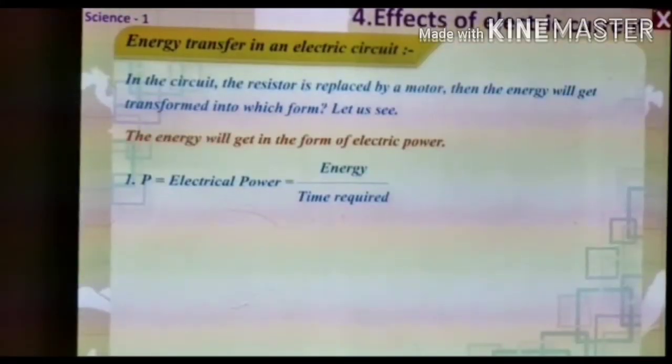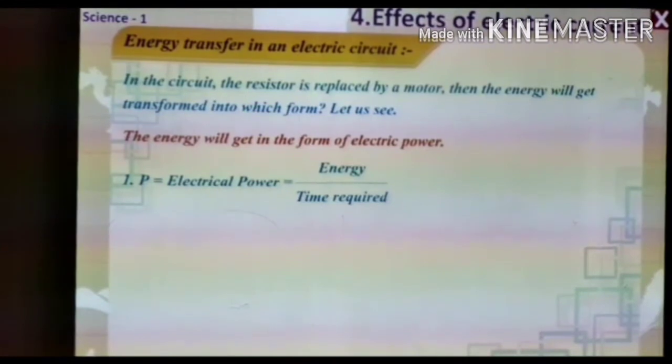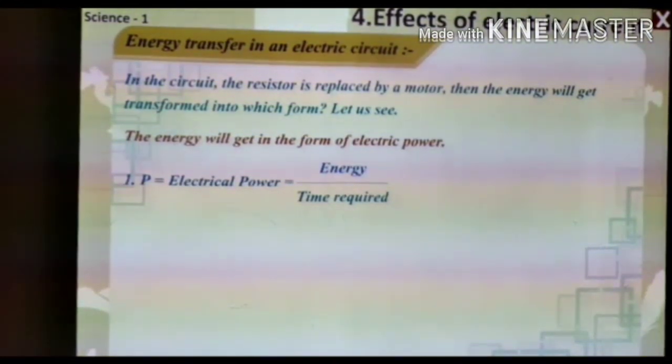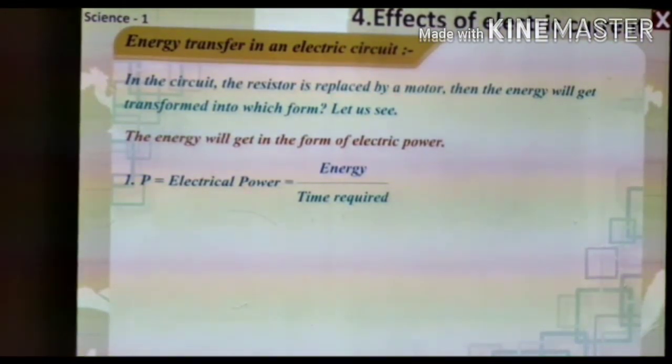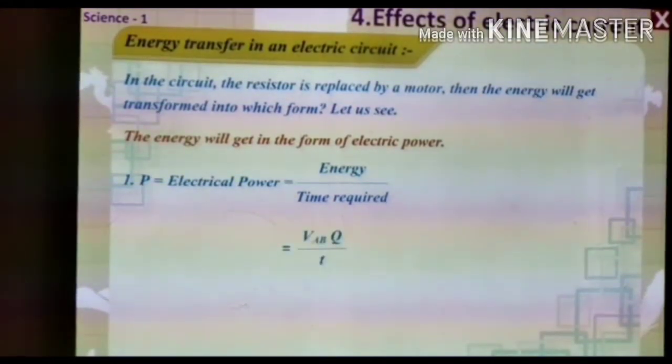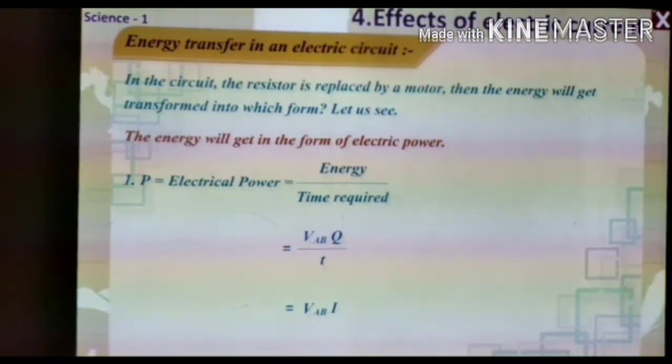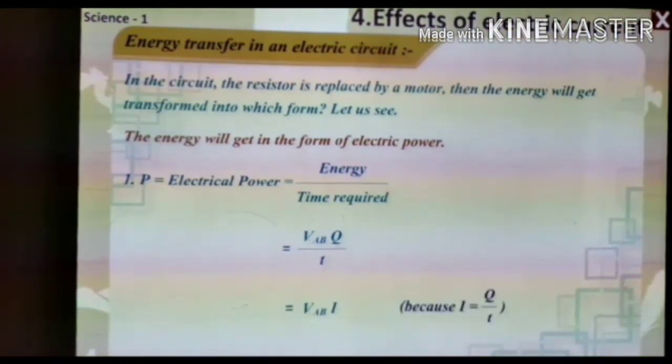In the circuit, the resistor is replaced by a motor. Then the energy will get transformed into which form? Let us see. The energy will be in the form of electric power. P, electric power, is equal to energy upon time required, that is capital V AB Q upon T, which is V AB I, because I is equal to Q upon T.